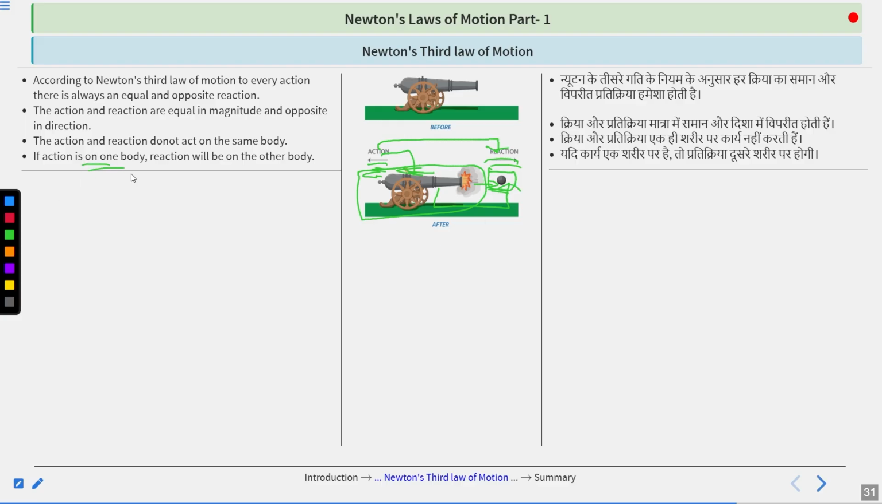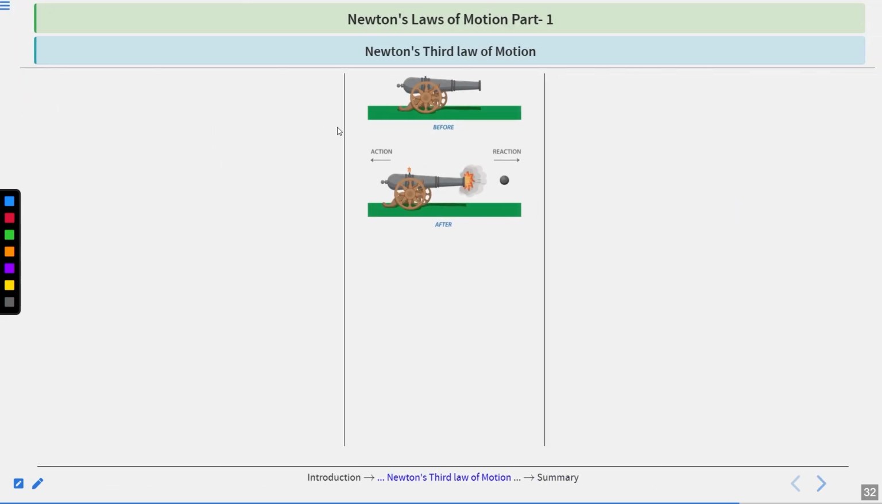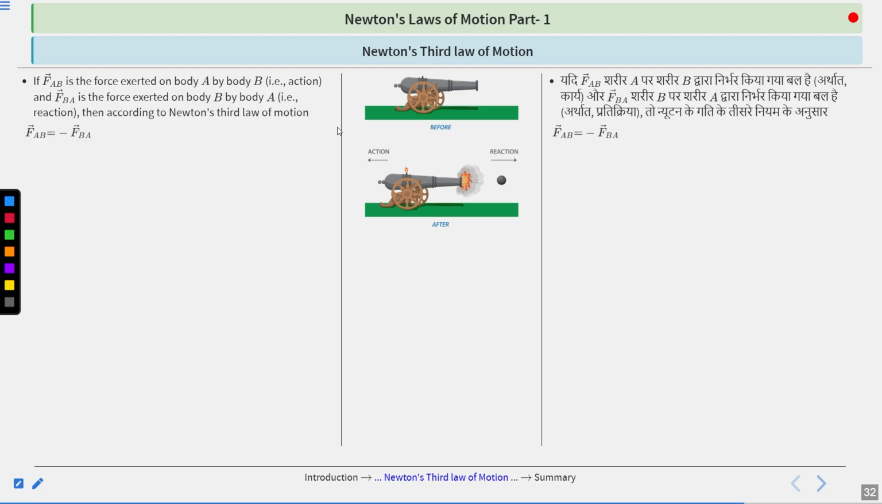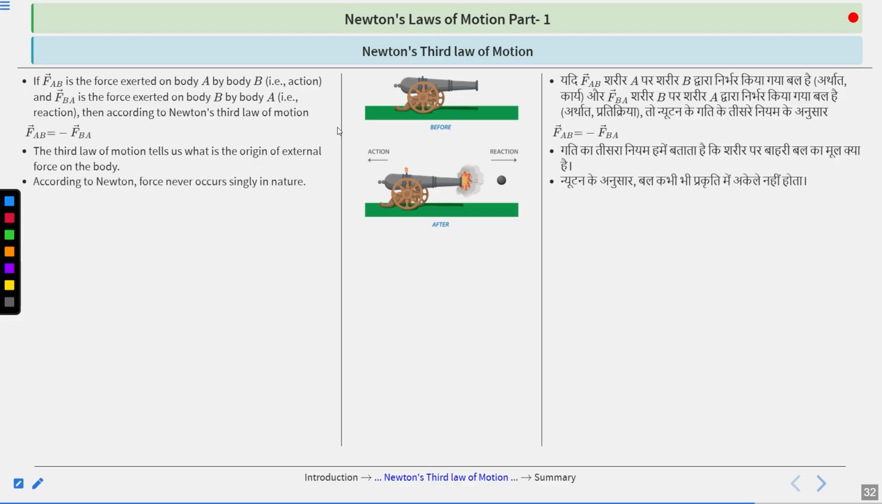Action is on one body, reaction will be on another body. And that force which the cannon experiences, the same force the cannon will exert on the bomb with the same magnitude and opposite in direction. If FAB is the force exerted on body A by body B, therefore action, and FBA is the force exerted on body B by body A, therefore reaction, then according to Newton's third law of motion, FAB is equal to minus FBA.